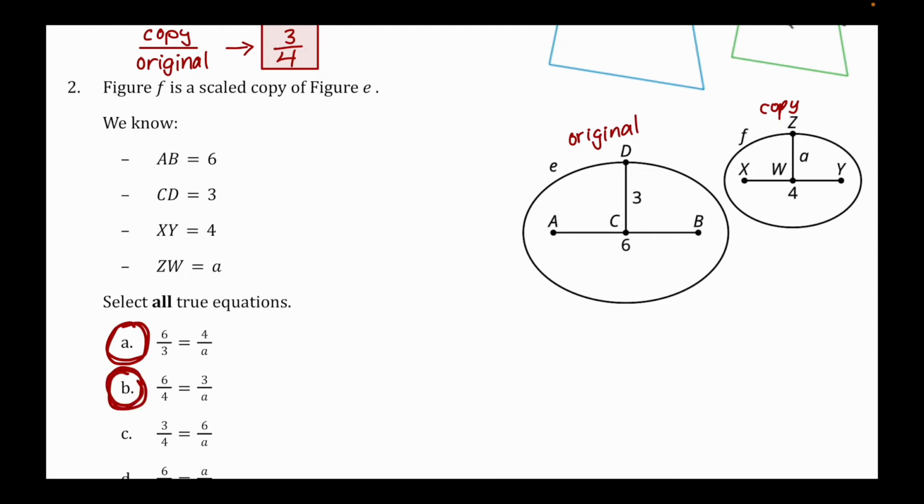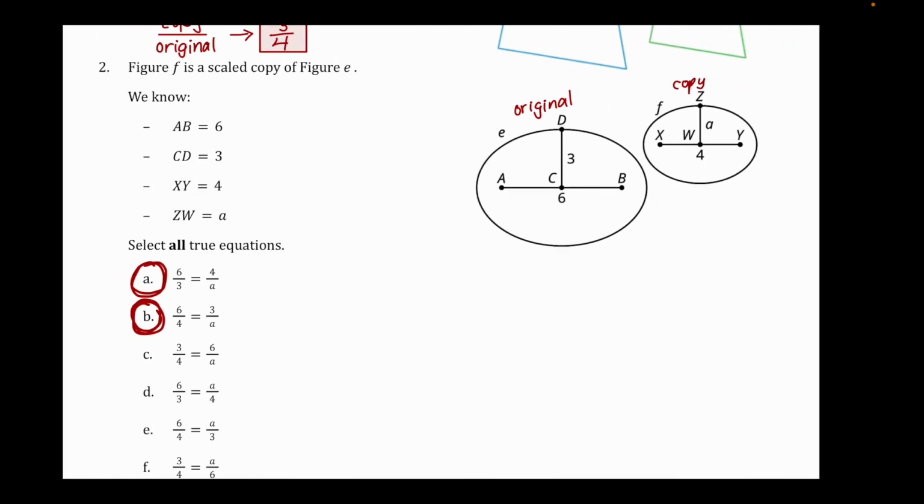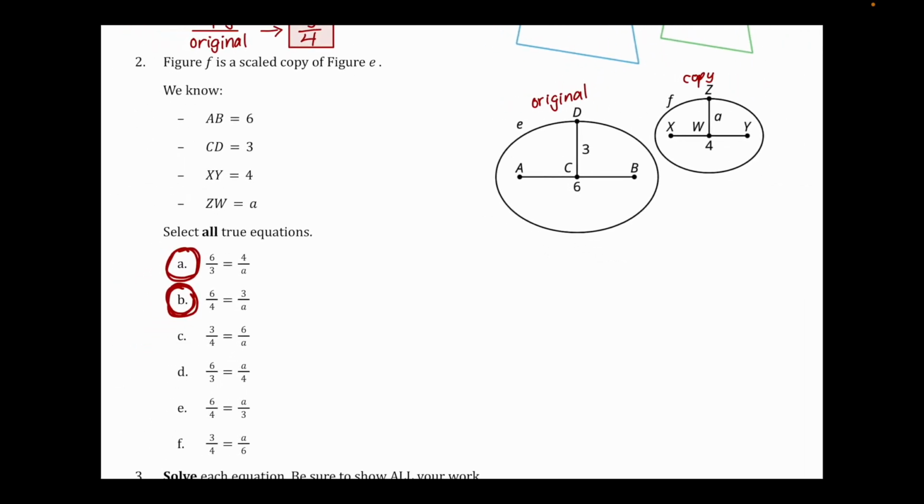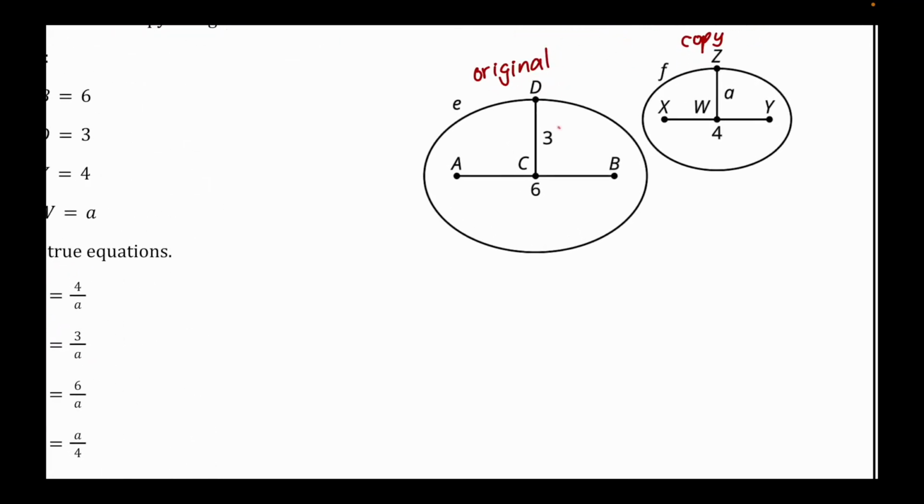And these are actually the only two that are going to be true for this question. We can look at the rest of them and explore why they're not true. So 3 over 4 and 6 over a. 3 over 4 is comparing vertical to horizontal from the original to the copy. And then 6 over a is comparing horizontal to the vertical from the original to the copy.